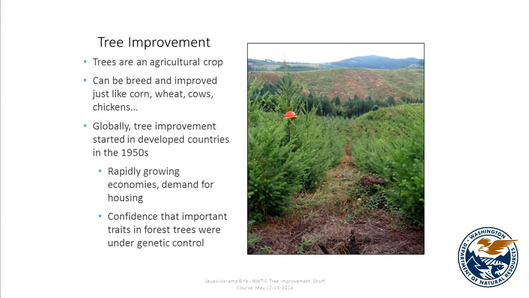So trees are just like any other agricultural crop. They can be bred and improved just like corn or chickens can be. And globally, tree improvement started back in the 1950s, right around the time that there was a pretty big housing boom with rapidly growing economies. And it also was a time where people were fairly confident that forest trees were under genetic control and that these trees could actually be improved.